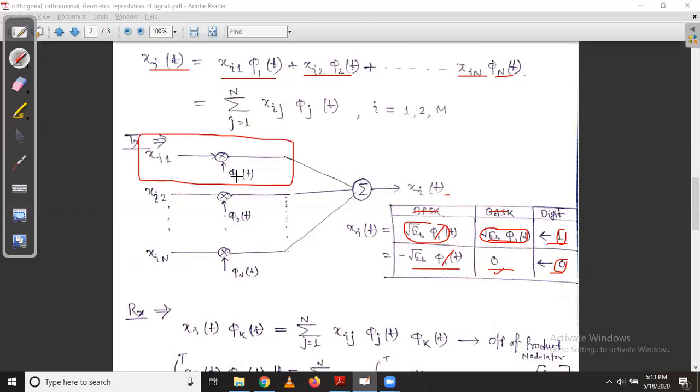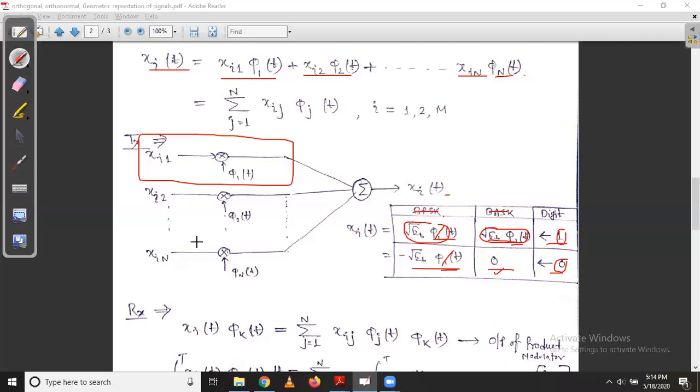Where phi 1 is there, in the expression see phi 1 is there. And xi1 is nothing but root of EB or minus root of EB in the case of BPSK, for the transmission of 1 and 0. Similarly, xi1 will be root of EB or 0 in the case of the transmission of digit 1 and digit 0 respectively.